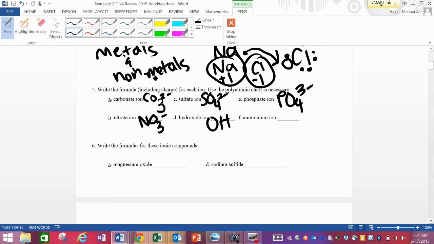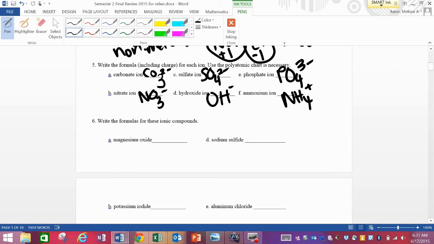Hydroxide is OH with a -1 charge. And ammonium is NH4 with a +1 charge. So it's a lot easier if you have these memorized, but it's definitely not necessary for the final.